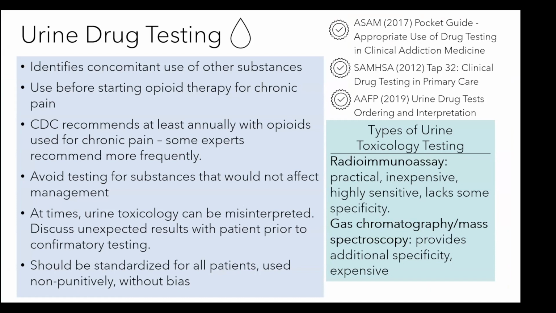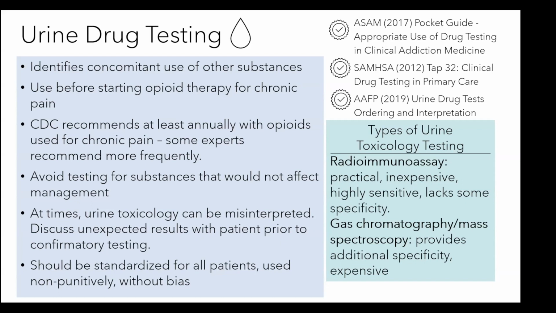This slide reviews information on urine drug testing. Urine drug testing can identify any concomitant use of other substances and also identify potential diversion. And for pain, it's suggested, as I mentioned, that the benefits be considered prior to initiating therapy and at least annually. I know for opioid use disorder, this is used prior to initiating MAT therapy and then also randomly.